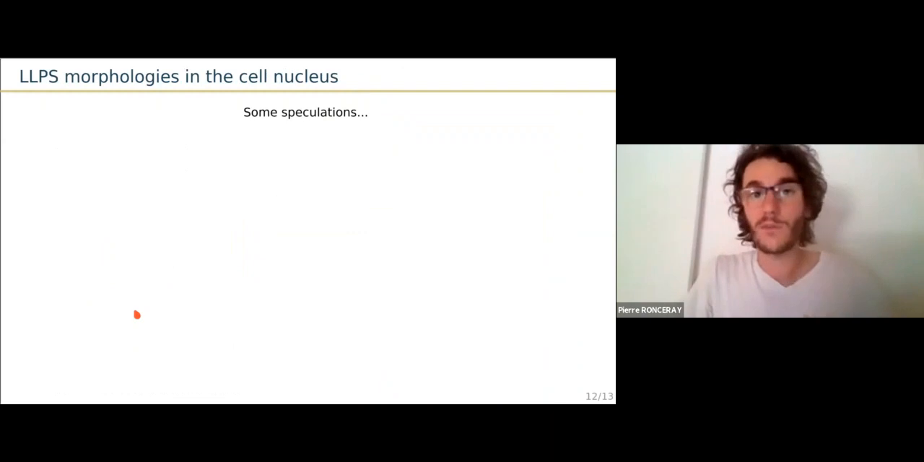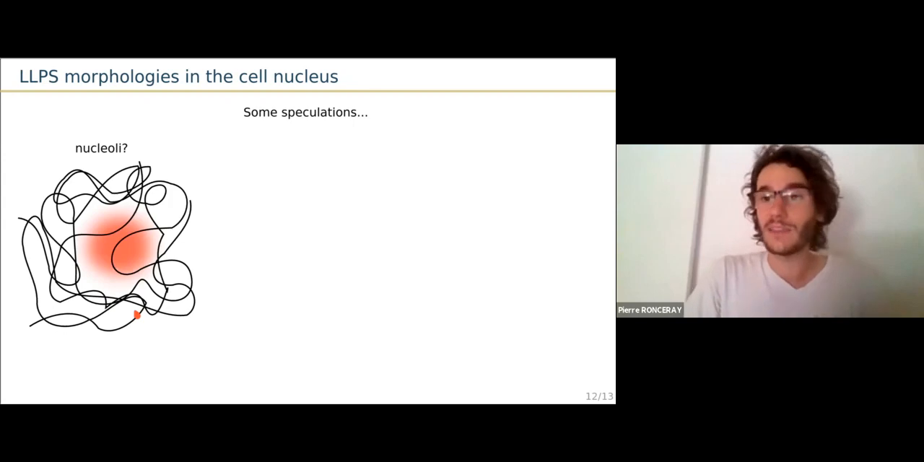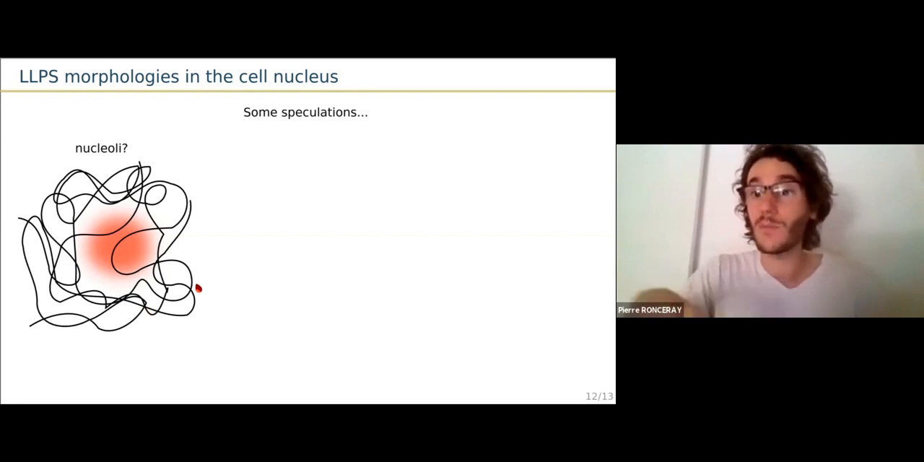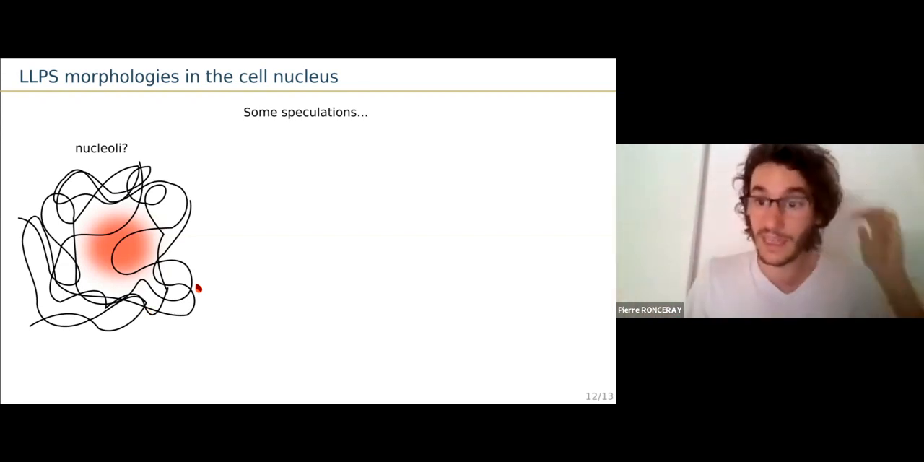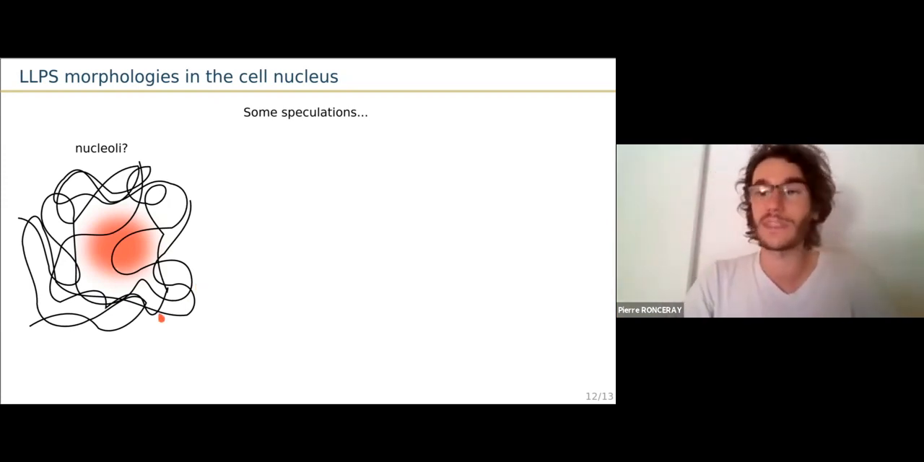I'll conclude with a few speculations about where these exotic phases might be and what they might be useful for. So first, a first speculation is that in the cell nucleus, there are these large droplets called the nucleoli, which actually contain some nucleolar DNA. So there's a part of chromatin that goes into these nucleoli. And so that might be somewhat explained by the permeation scenario.